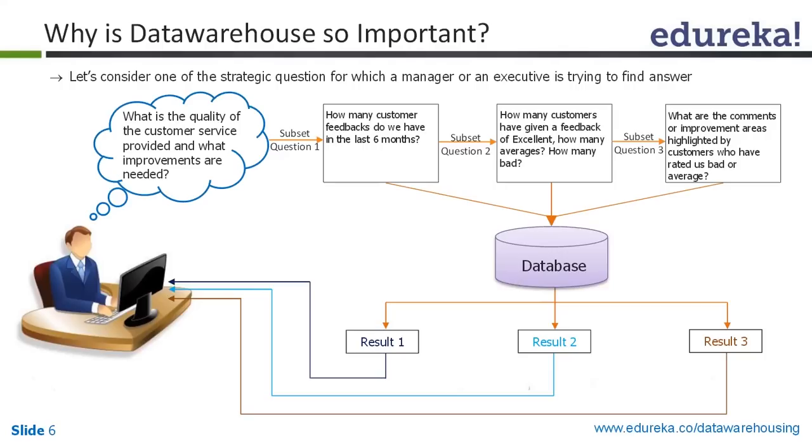So all these three questions combined, you can have an overall picture of the quality of the customer service and what improvements are needed. Now he will hit the database, the data warehouse, every time to get the result of these questions. He will consolidate all these results and arrive at a final solution, a final decision. In the absence of data, there is just no way of knowing.